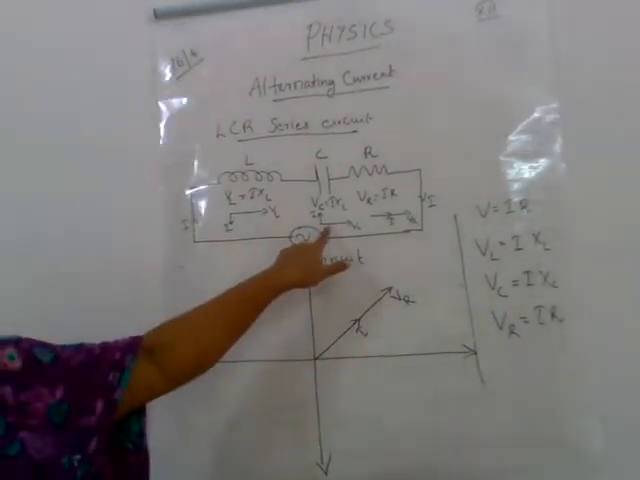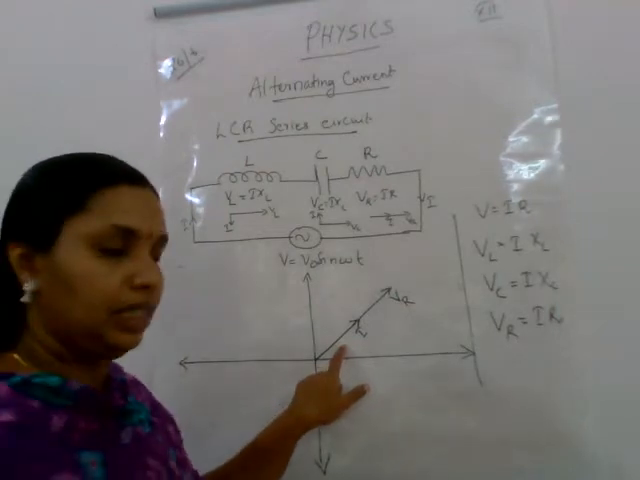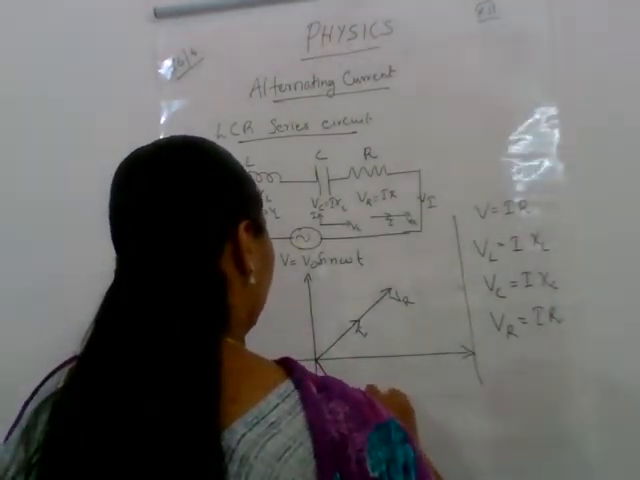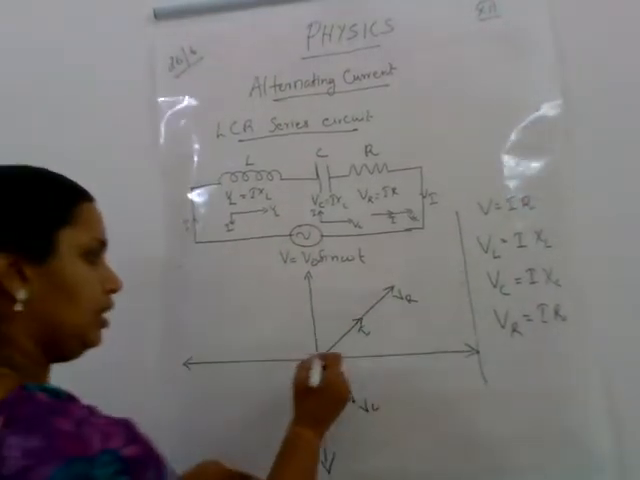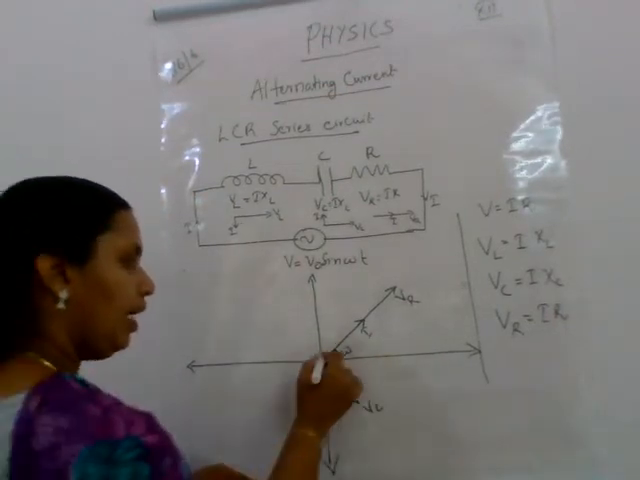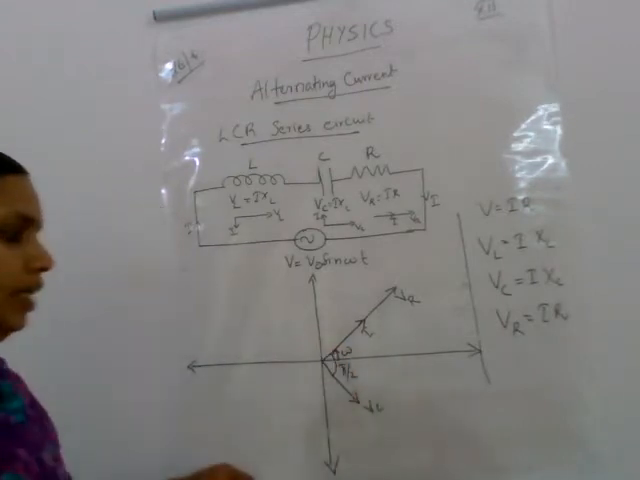And the second one is I and VC. So if this is I, where we have to draw VC, VC will be here. This is VC. That is, current leads voltage. This is the direction of rotation with the angular velocity omega. And what is this angle? This angle will be pi by 2, 90 degree.